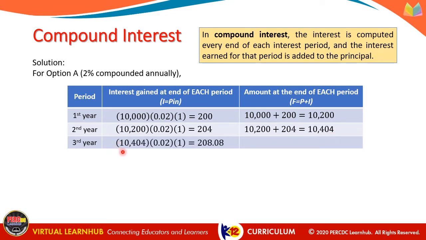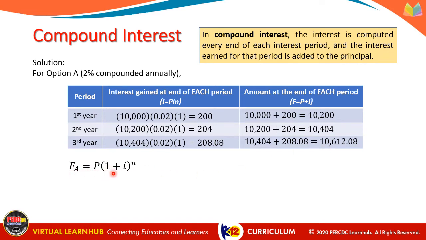For the third year, the interest earned is 10,404 times 0.02 times 1. Okay? The interest earned for another 1 year, the third year. And the principal that we use here is the value of money at the end of second year. Okay? The interest earned for third year is 208.08. The value of money at the end of third year is 10,404 plus the interest earned during that year, 208.08. That is equal to 10,612.08.